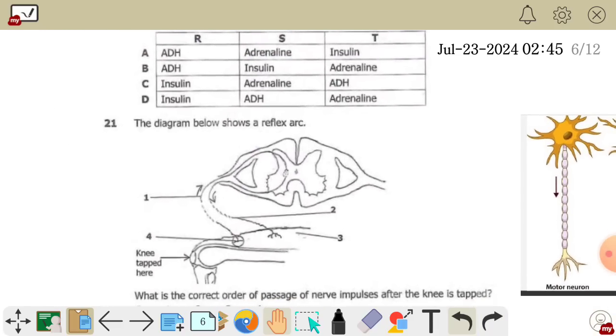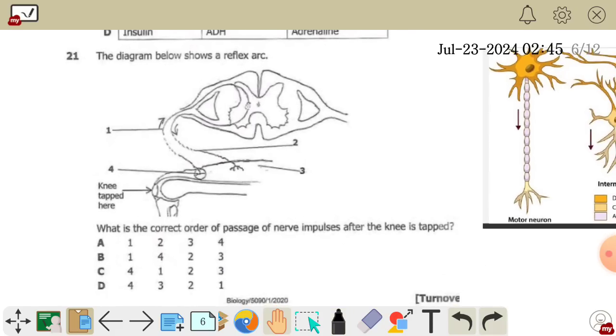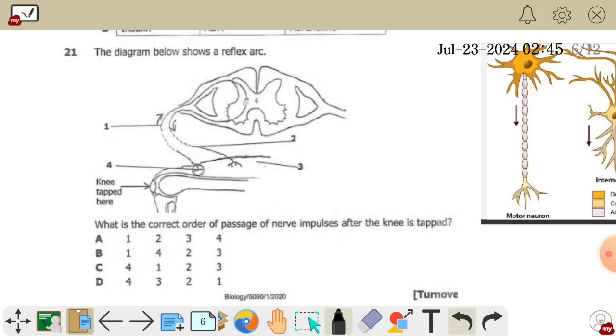Question 21 reads, the diagram below shows a reflex arc. So this is a reflex arc. What is the correct order of passage of nerve impulse after the knee is tapped? So this is a knee here. After it has been tapped, what is the path of the impulses? For you to answer this question correctly, you must know the features of certain neurons, more especially the sensory neuron.